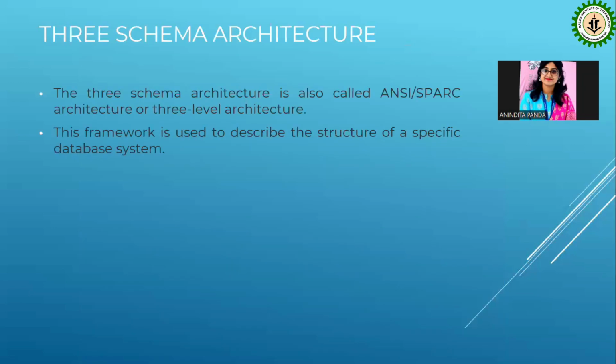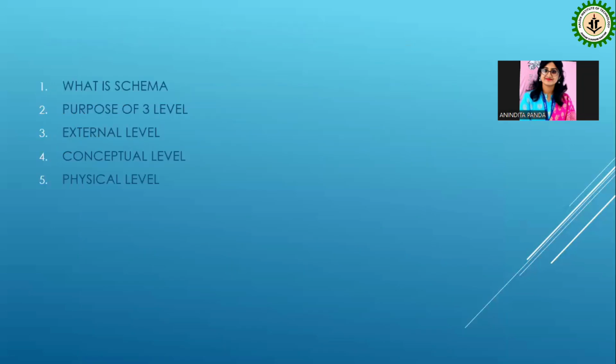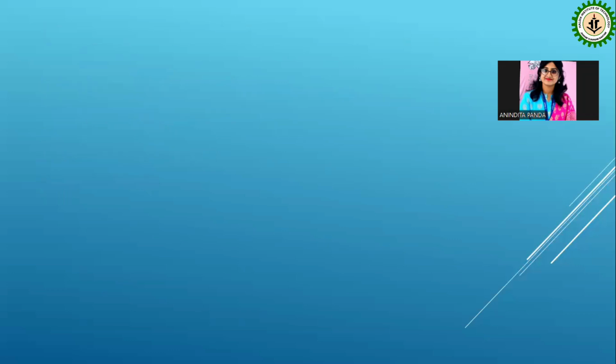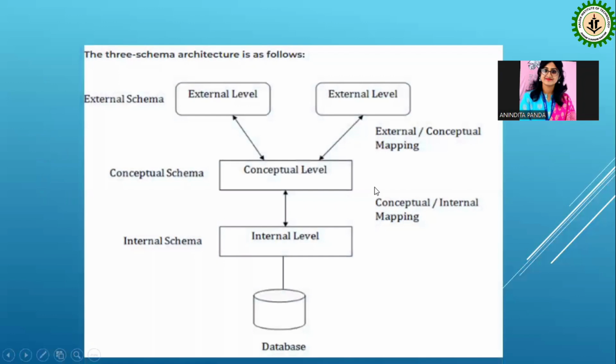So our first question was what is schema, and the second question was the purpose of three schema or three level architecture. And now we discuss one by one what is external level, conceptual level and physical level, right? So now external level. From this diagram, see here, two diagrams are present.